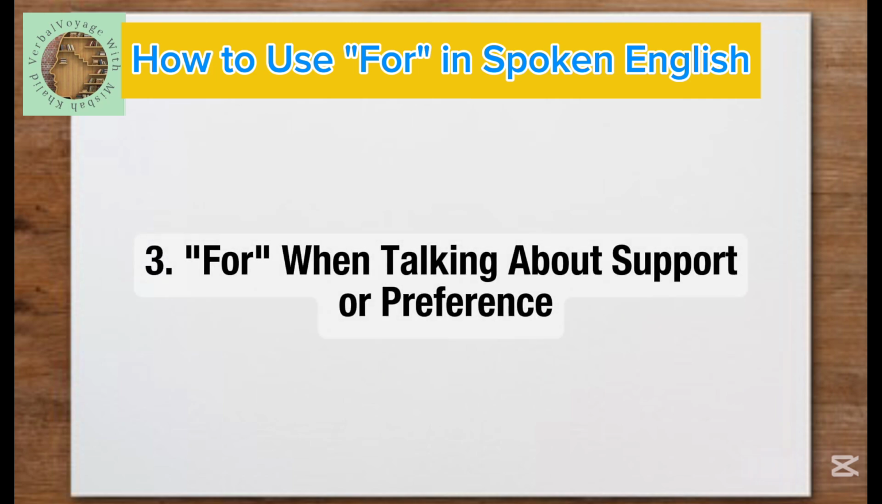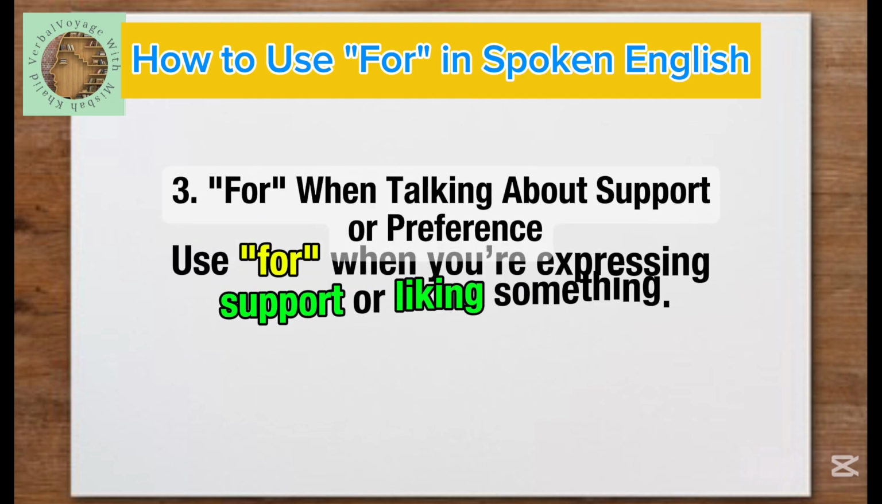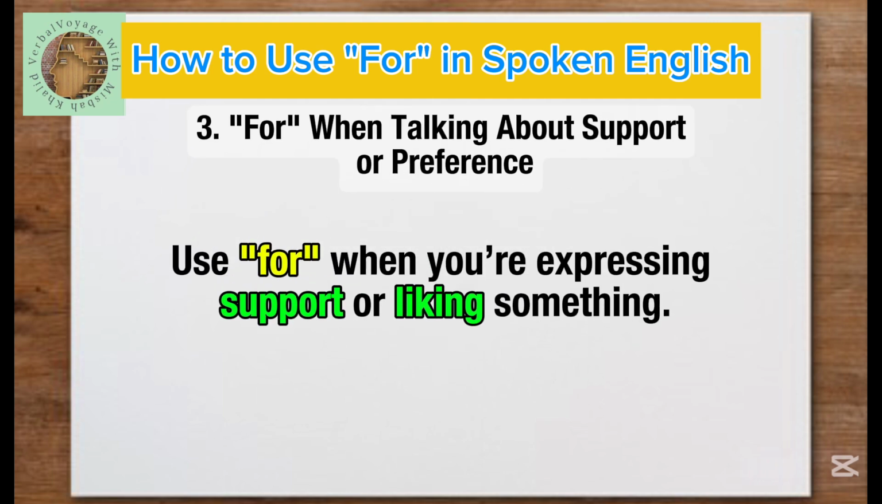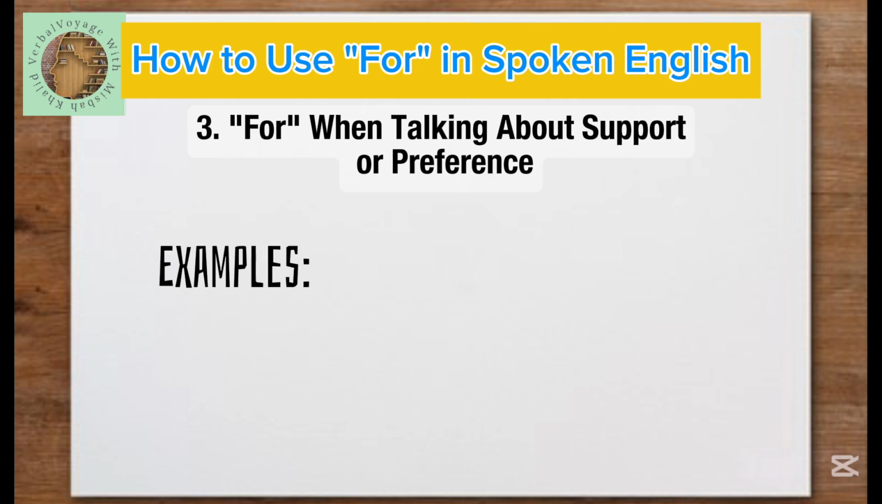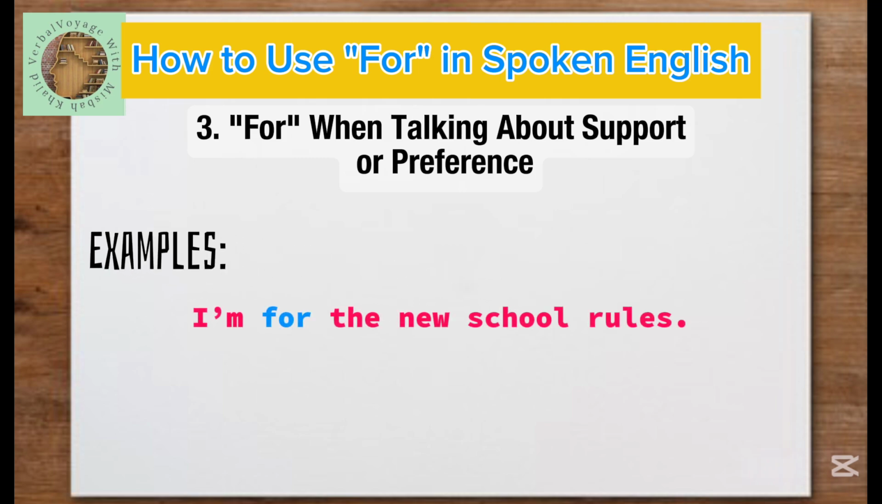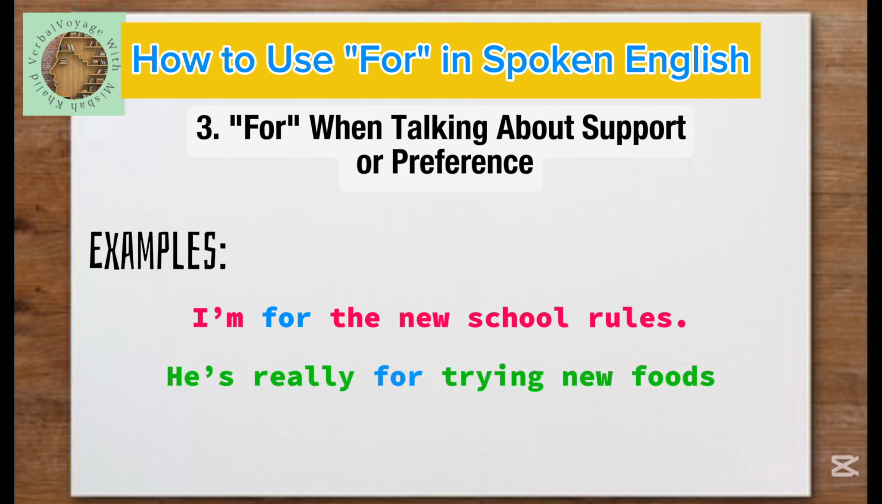3. "For" when talking about support or preference. Use "for" when you are expressing support or liking something. For example, I'm for the new school rules. In this sentence, I support the new rules. He's really for trying new foods. He prefers trying new foods.